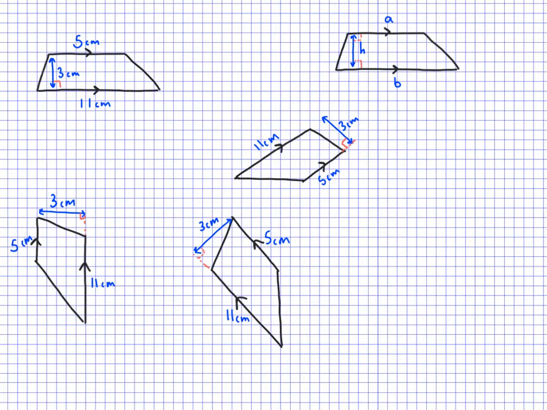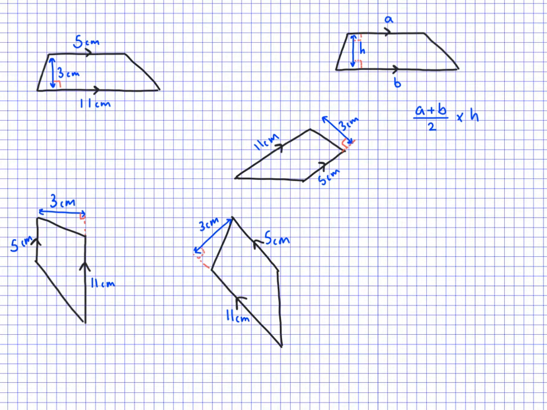Now the formula can be written in a few different ways, and the way I like to do it is I like to say A add B, and then we have to divide by 2, and then times it by whatever the height is. So for each of my trapeziums here, A and B is 5 and 11, or 11 and 5, either way around is fine. I need to divide that by 2 and then times it by the height. So my height for all of these is 3.